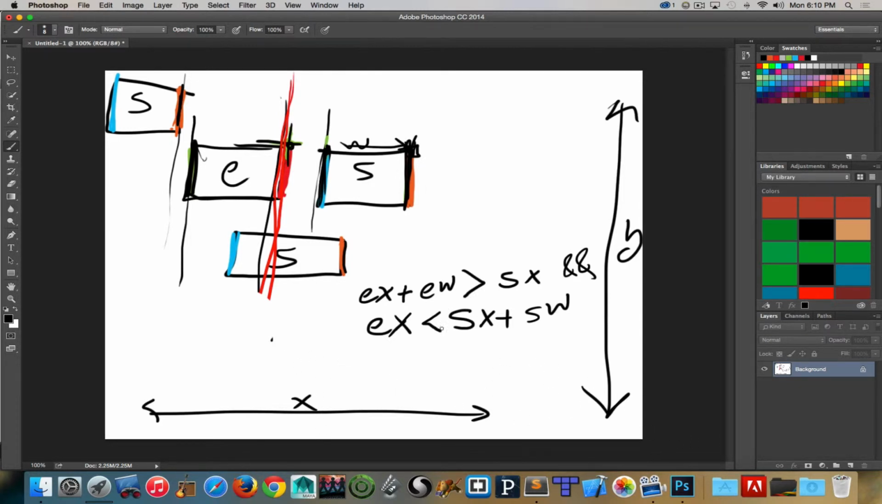And we can code that into our project. And once we do it for the x, you can really just take this, copy, paste it, change x's to y's, w's to h's, and it works. And so once you figure out how to tell if two objects overlap on the x-axis, it starts to make a little bit more sense.